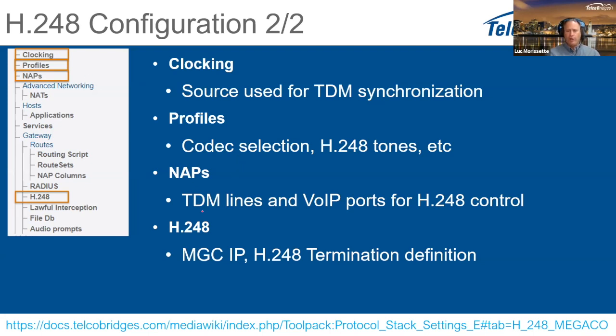Then you have your network access points. This is very easy for H248 configuration. You only need to assign the TDM lines that you want to H248 and the voice over IP ports. Normally it's just one-to-one, so very simple. Then you have your H248 configuration here, which has a bit more information to fill in. One is the media gateway controller IP, so where you will send the information. One is the H248 termination definition, or the naming convention of these H248 lines. It's important because the MGC needs to know how to reach each of the T1s in the system. There are also parameters for H248 that can be set, but again, we are sorting all of this out to make it much easier.